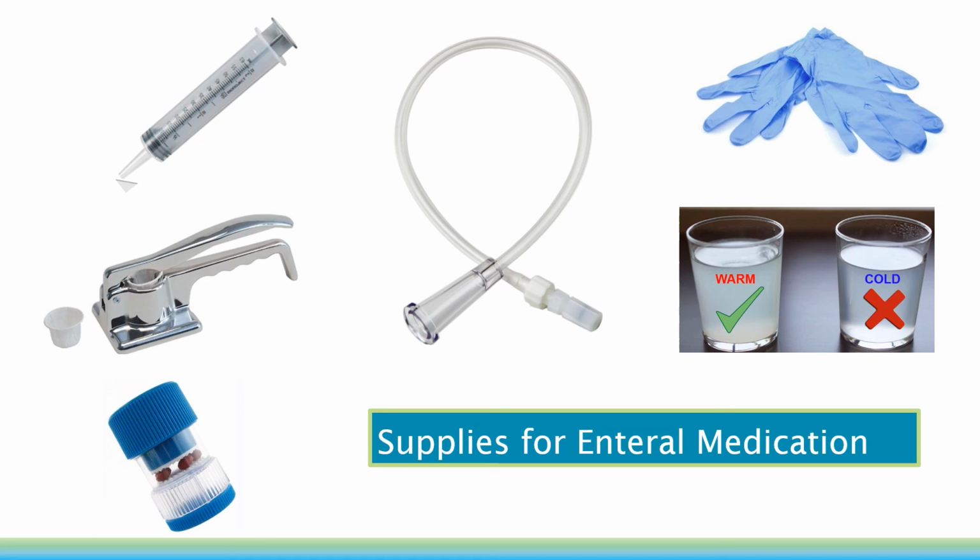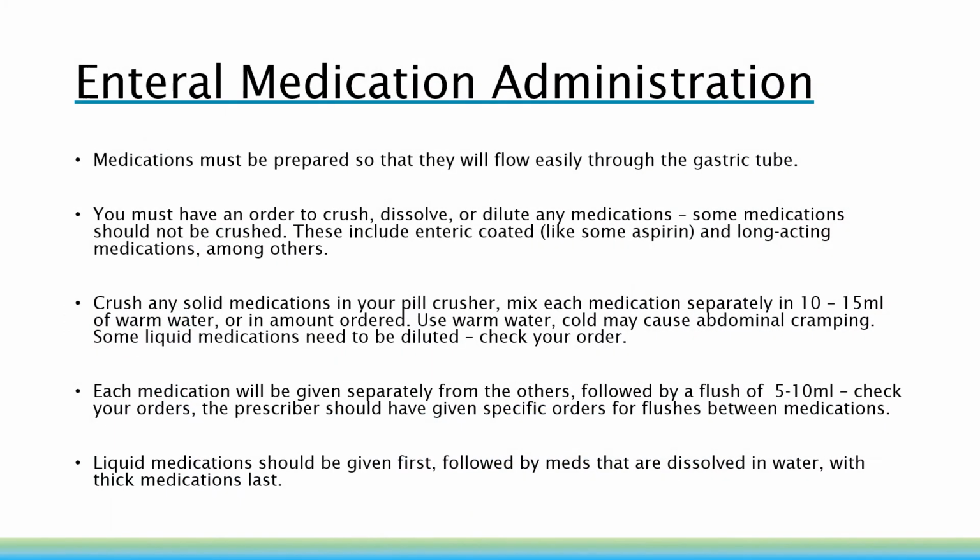The supplies for internal medication include a 60 ml catheter tip syringe, extension tubing, gloves, a pill crusher of some sort, warm water, and cups to mix and dissolve the medications in. Medications for internal medication administration must be prepared so that they will flow easily through the gastric tube. You must have an order to crush, dissolve, or dilute the medicines.